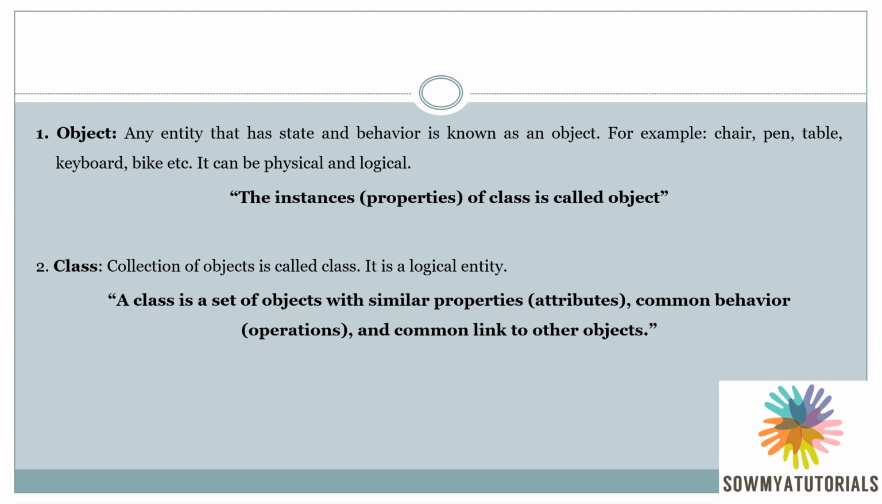Collection of objects is called a class. It is a logical entity. Then one more definition is also there. A class is a set of objects with similar properties and common behavior and common link to the other object. This is a definition of a class.